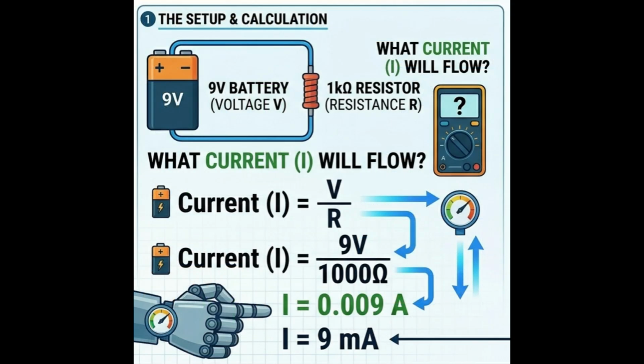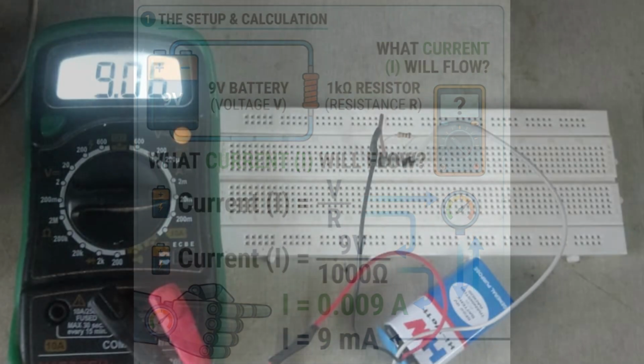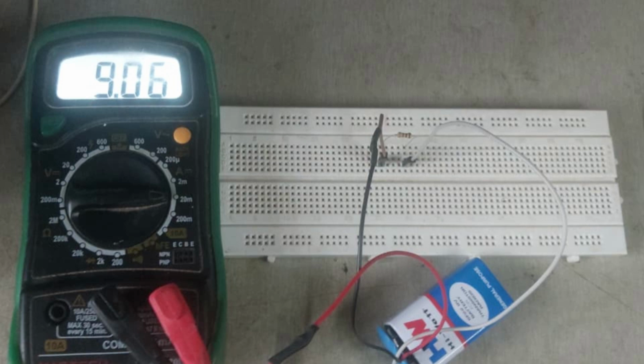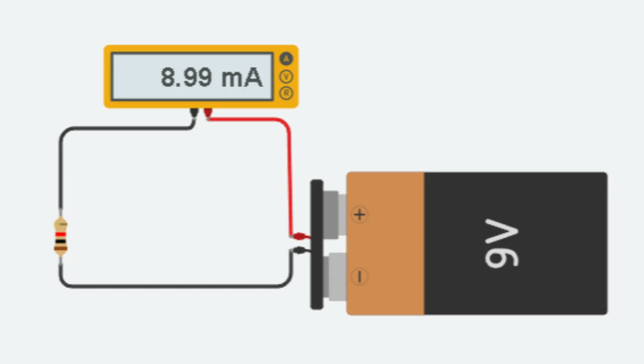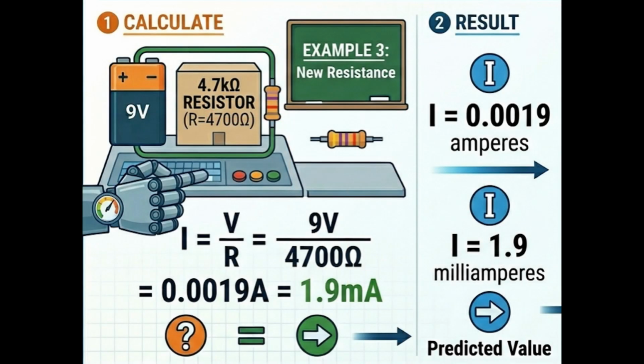Now let's use Ohm's law to predict a real circuit. Suppose we connect a 9-volt battery to a 1 kilo ohm resistor. What current should flow? Using Ohm's law, current equals 9 divided by 1000. That gives us 0.009 amperes, or 9 milliamperes. Before building the circuit, we already know what to expect. Now let's measure it with a multimeter. As you can see, the measured value is very close to our prediction. And the value shown in the simulator is also very close to both our calculated value and the value we measured in the real circuit. That's the power of engineering. We don't guess, we calculate, then we verify.